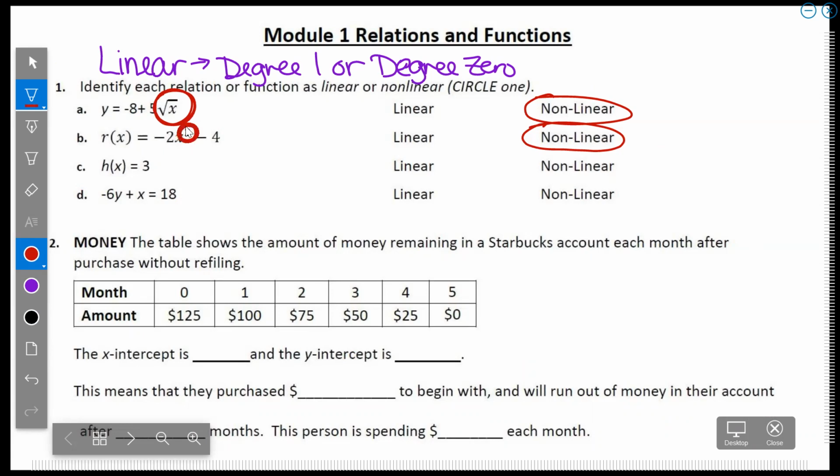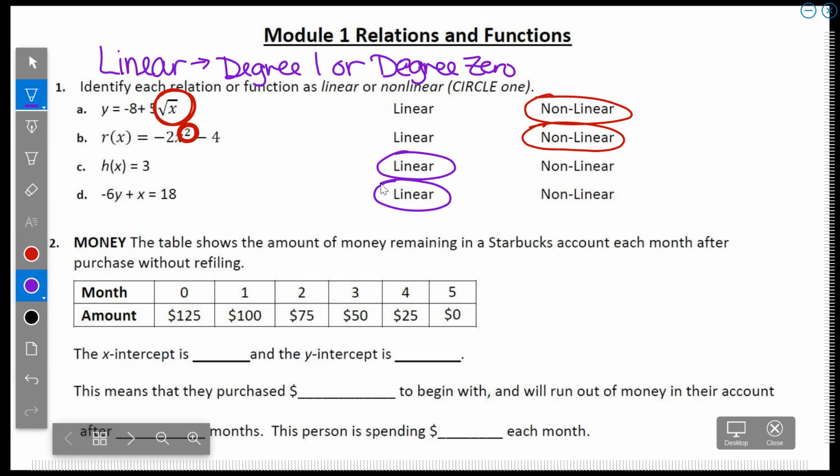What about C? This one is linear. This one would be a degree 0. It doesn't have any variables at all. This would be a straight horizontal line, just like this. What about D? This one is linear. Each of those variables has degree 1, so it is a first degree polynomial.